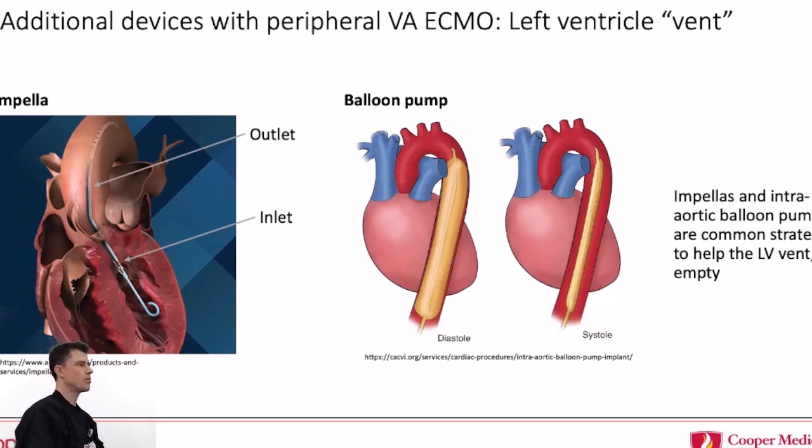Now there are certain scenarios where you may not have this device. For example, you may be on VA ECMO for a cardiac arrest where all of a sudden you had to put them on VA ECMO, and now because you got ROSC, their heart function's fine again, and they're actually emptying their ventricle very well, so we don't need to put one of these in. Make sense?